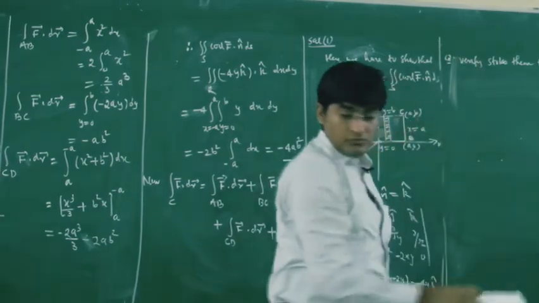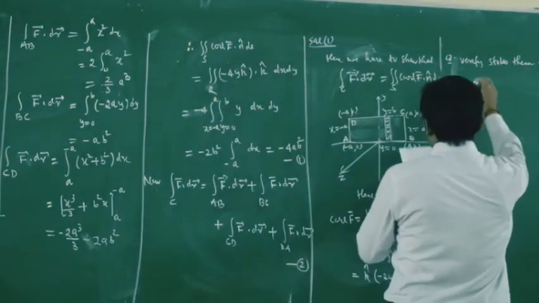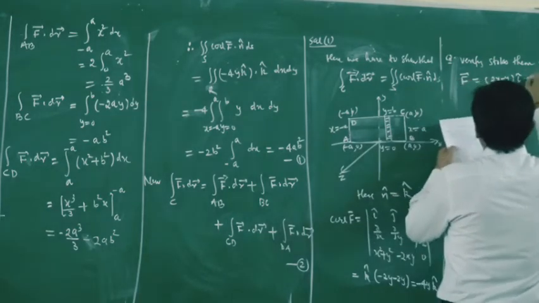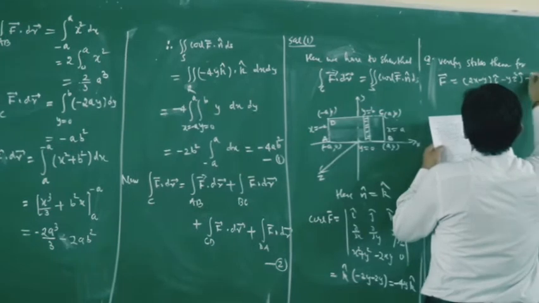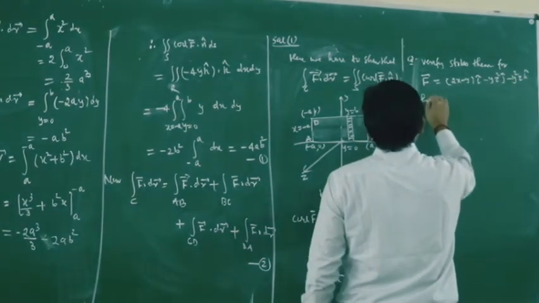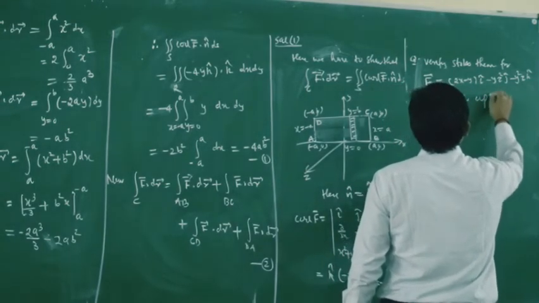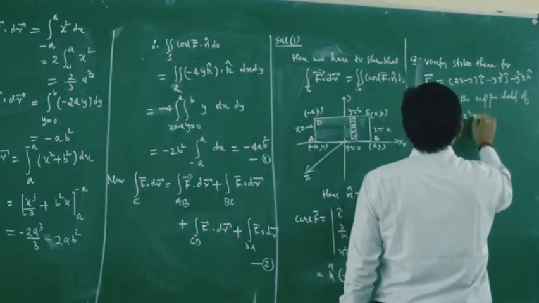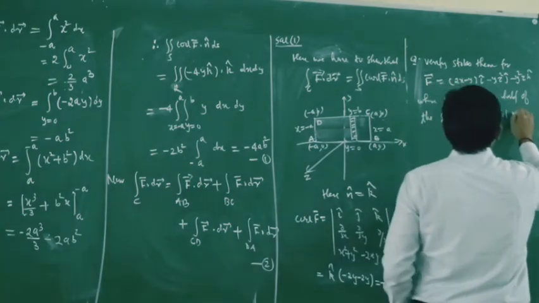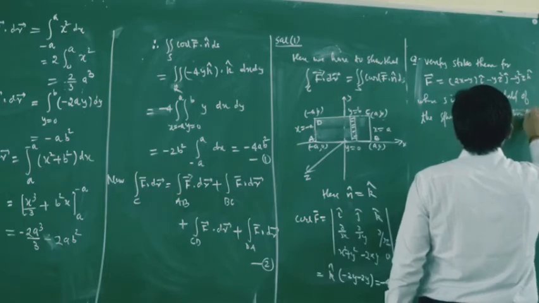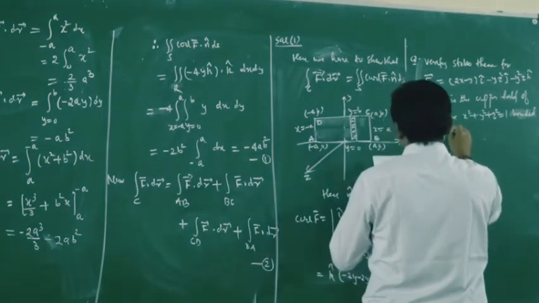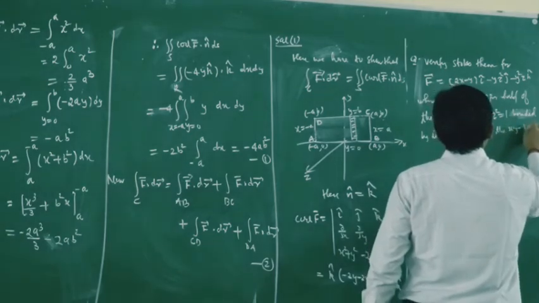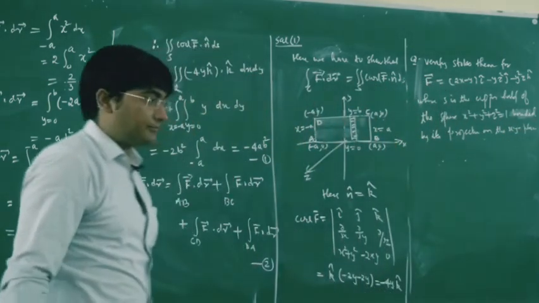Now we have to verify the Stokes theorem for F equal to 2x minus y i minus yz square j minus y square z k, where S is the upper half of the sphere x square plus y square plus z square equal to 1, bounded by its projection on the xy plane.